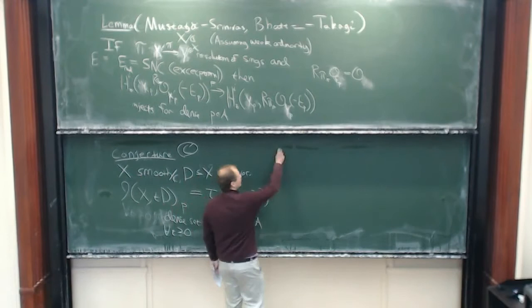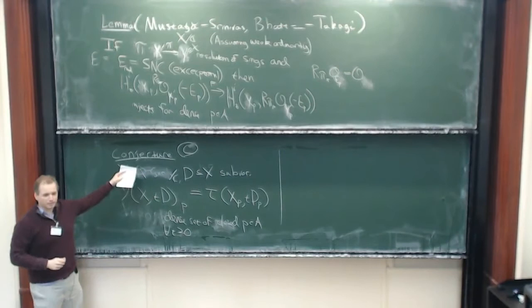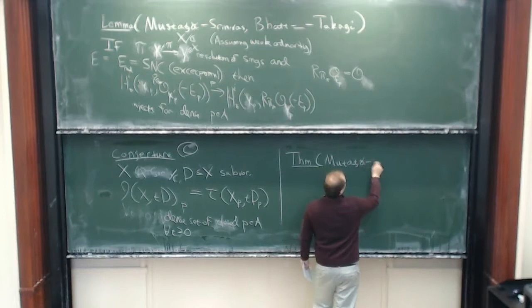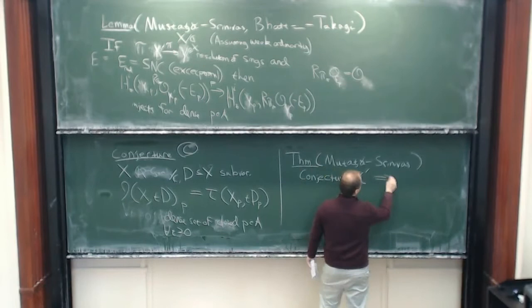I'm going to remove the C prime, just to save myself time here, and I'll just assume that X is Q-Gorenstein over C, and this is conjecture C. The theorem of Mustata and Srinivas is that they showed that conjecture C prime was equivalent to weak ordinarity.